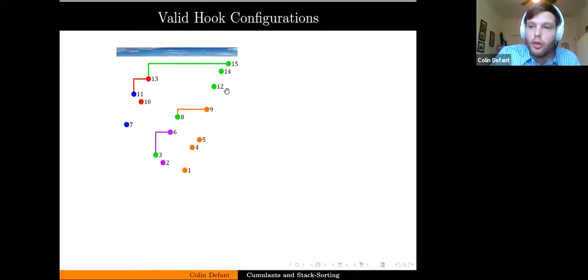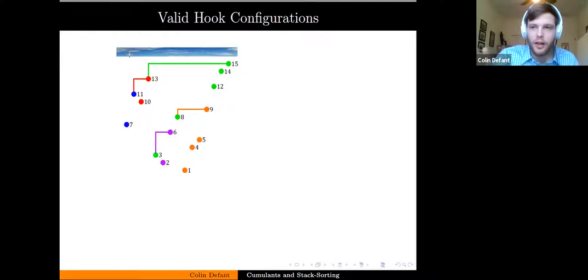Now, this will induce a coloring of all of these points. The way I color a point is I just tell that point to look upward, and whatever color it sees when it looks up, it becomes that color. For example, the 12 looks up and sees the green hook, so it becomes green. The 7 looks up and sees the sky, so it becomes blue.